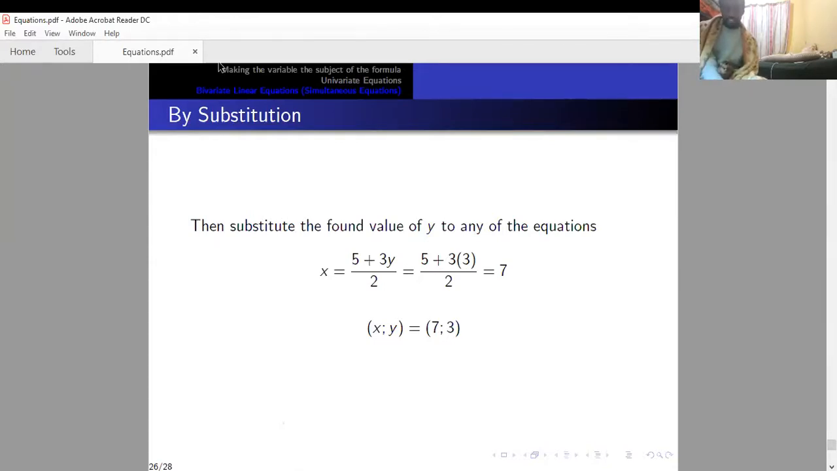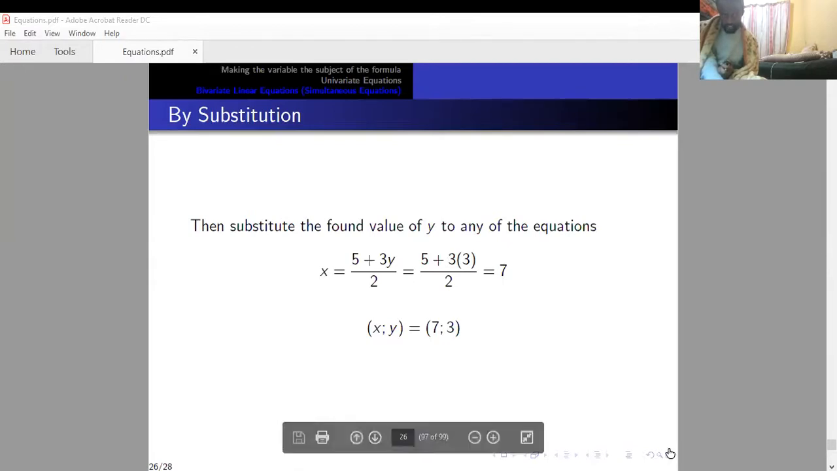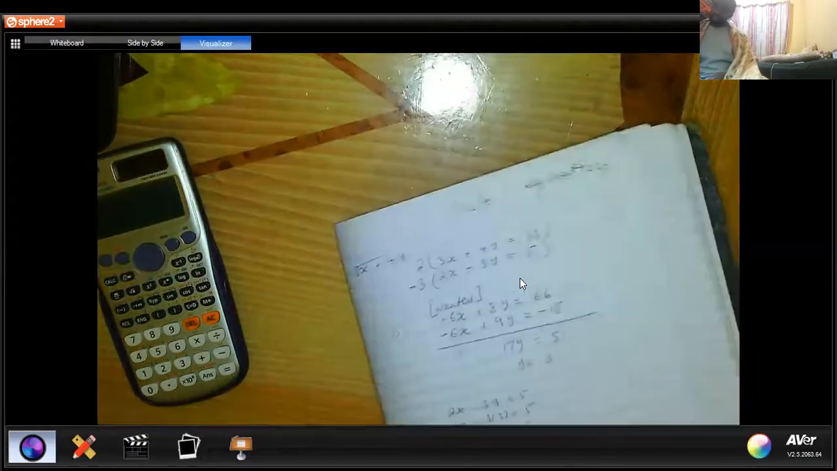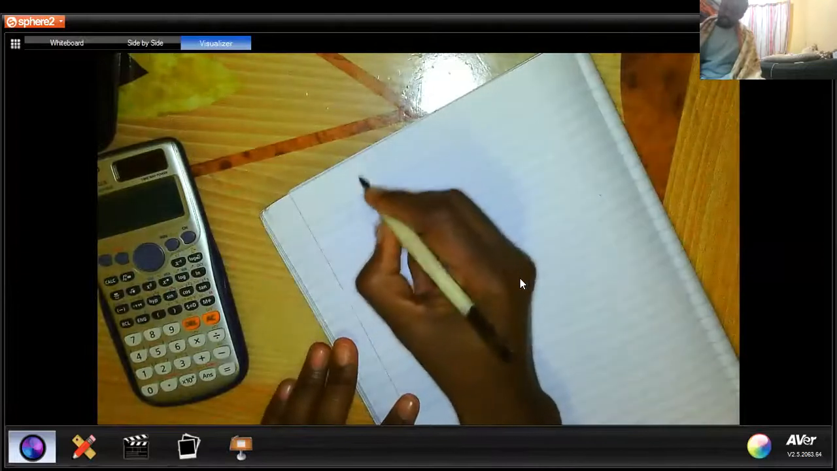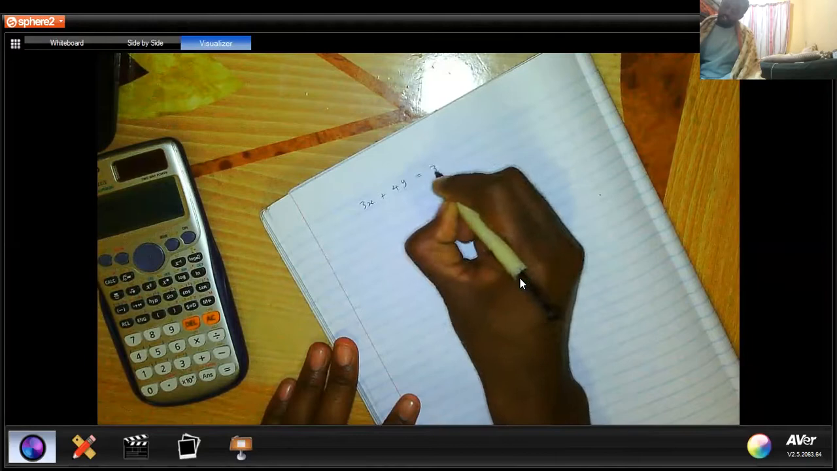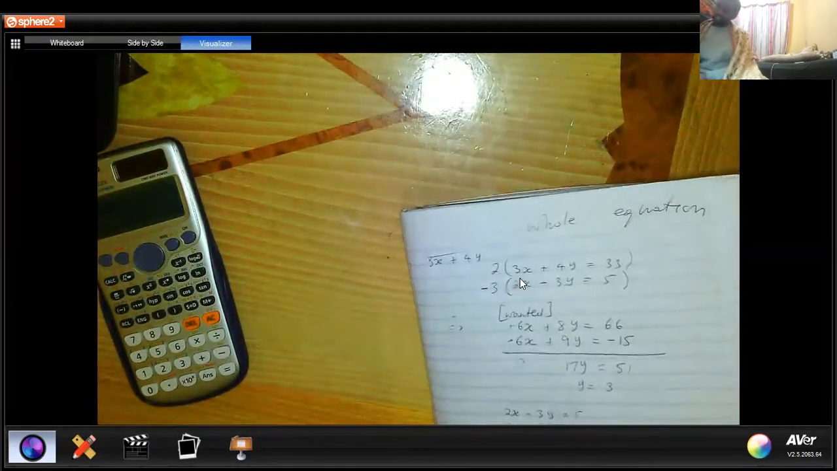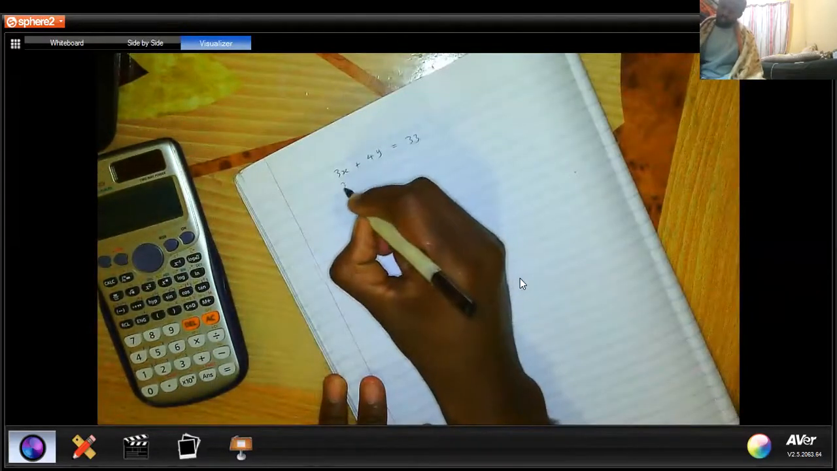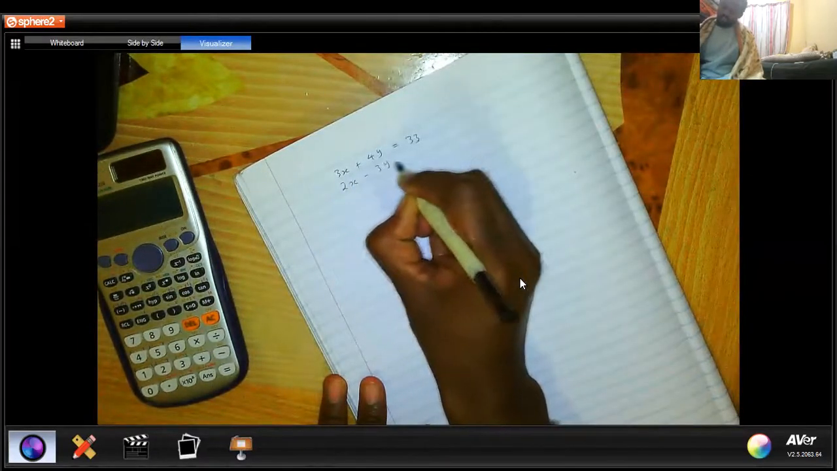Okay, let's use our method. 3x plus 4y equal to 33. 2x minus 3y. Okay.